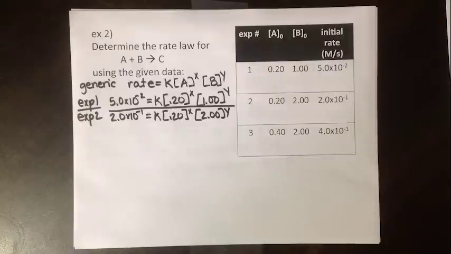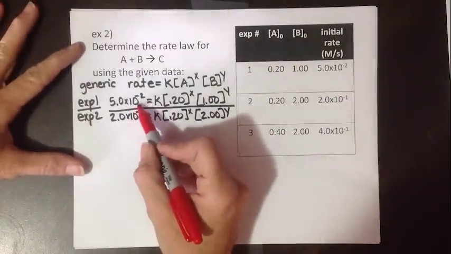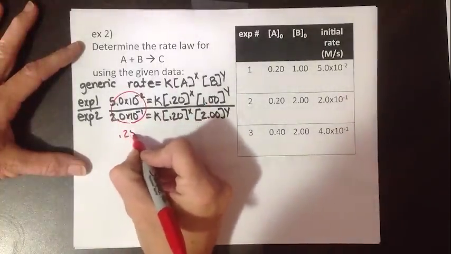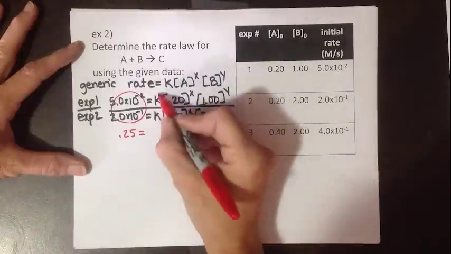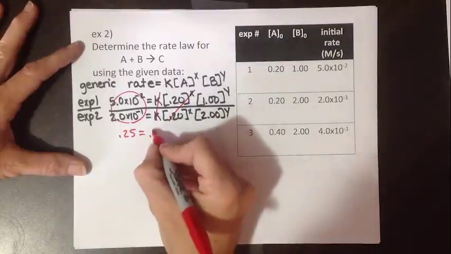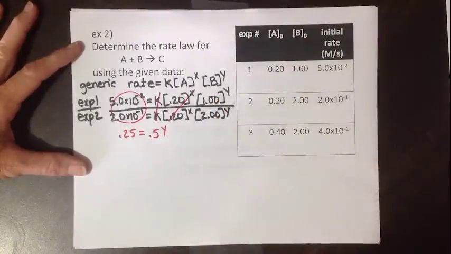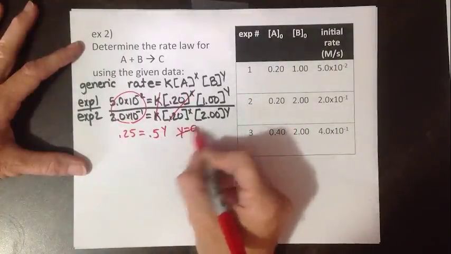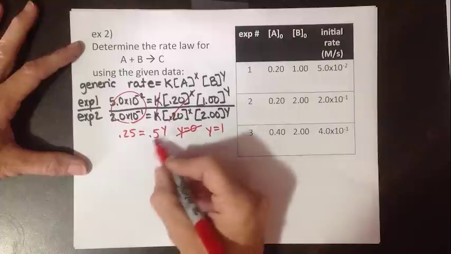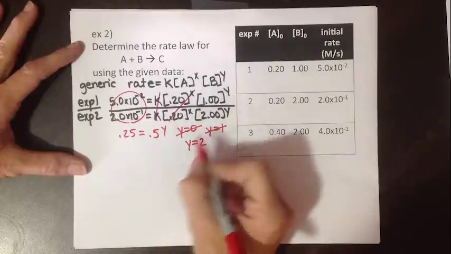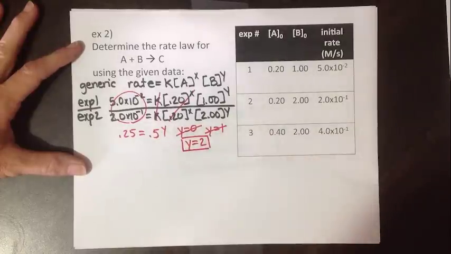So I'll switch my pen to my algebra color pen. You're not going to believe me, but put this in your calculator. This will equal 0.25. These will cancel. Those will cancel. 1 divided by 2 is 0.5 to the y power. So is y 0? No. Is y 1? No. Is y 2? 0.5 squared. Oh my goodness, it is. There we go. So y is 2.